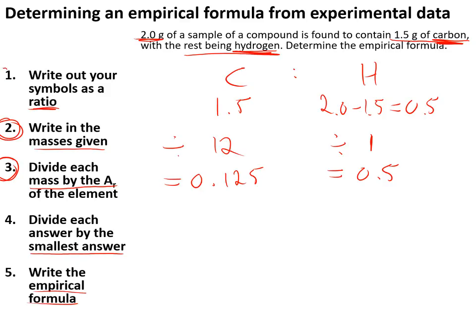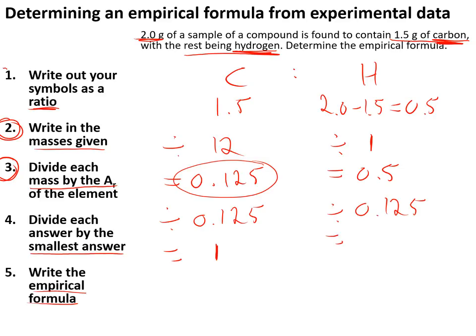Now it says divide each answer by the smallest answer. The smallest answer is 0.125. So if we divide that by 0.125, we get 1. And if we divide 0.5 by 0.125, we get 4. So what that tells us is that in this compound, for every 1 carbon, there are 4 hydrogens. So our empirical formula becomes CH4.